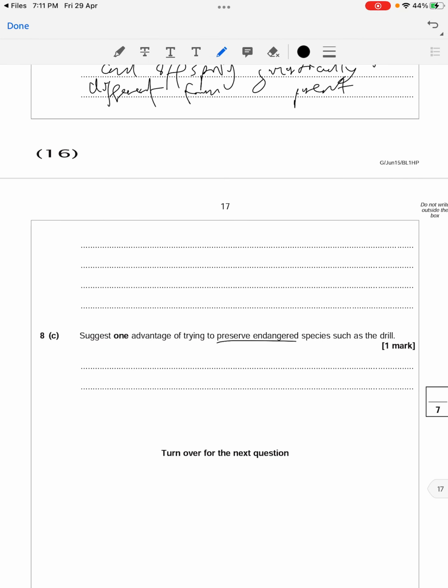Give one advantage of trying to preserve endangered species such as the drill. It's for maintaining the ecosystem or maintaining the food chain balance. The idea of retaining biodiversity or maybe being economically useful in the future, but it's mainly the idea of maintaining the food chain and the ecosystem.